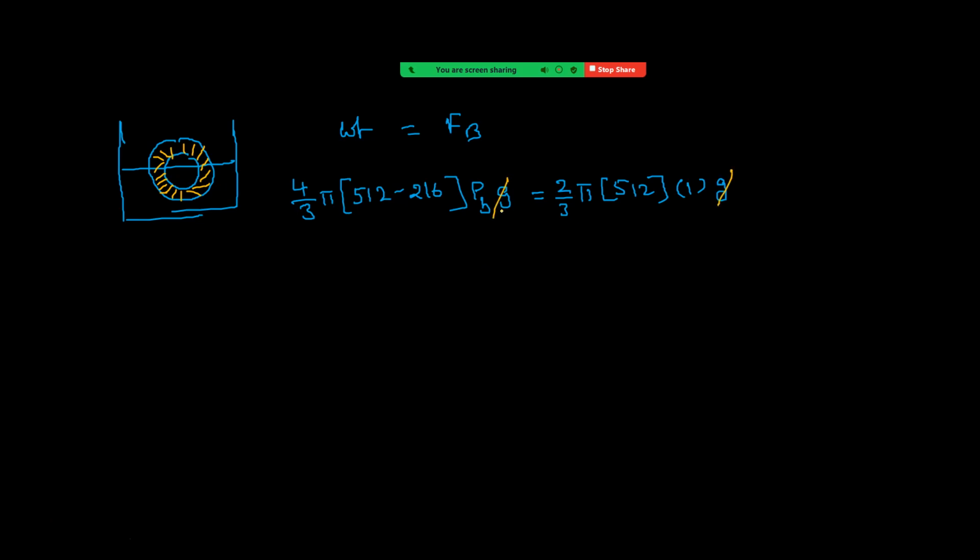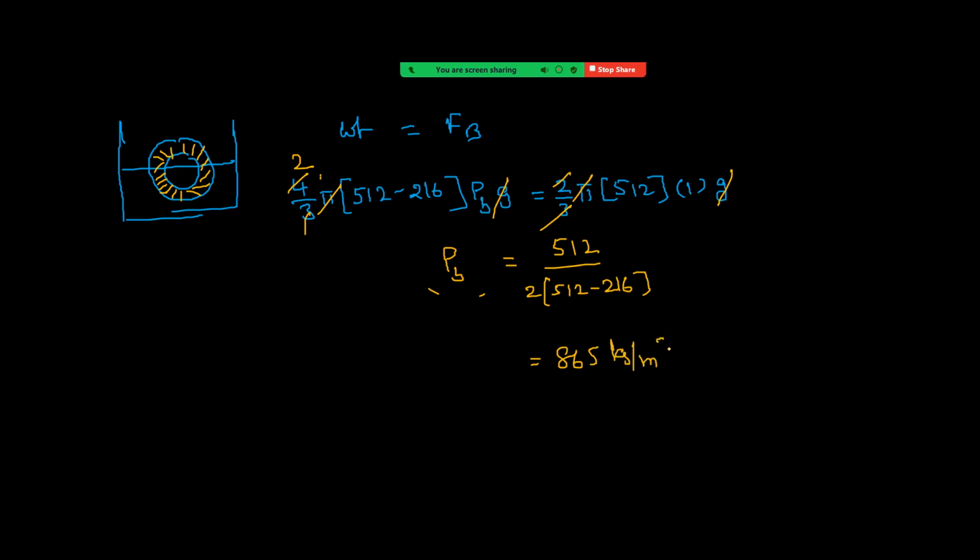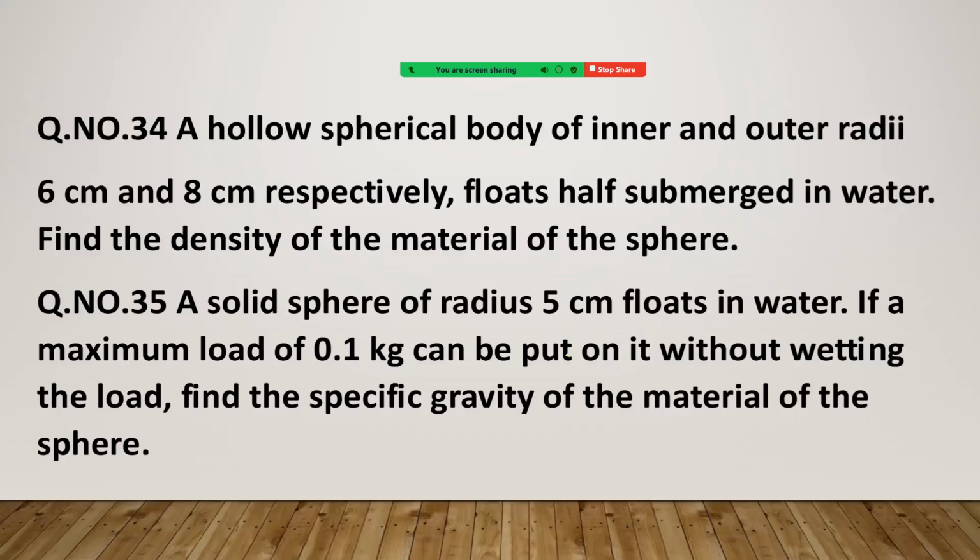Now see the calculation part. Throughout, G and G get cancelled. Pi by 3, pi by 3 gets cancelled. 2 here, 2 times. 2 here, 2 times. And what remains is just the density of body, which is equal to 512 upon 2 into 512 minus 216. Okay, so after making the calculation, we are going to get approximately 865. It is 865 kg per meter cube. So we are converting into kg per meter cube, right? So it is just a matter of calculation. Let us see the next problem.